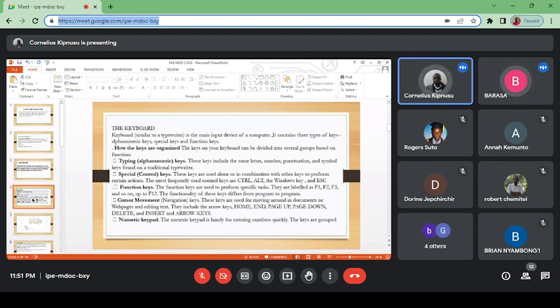We have the last type of key, that is the numeric keypad. Can I have Roger taking us through? The numeric keypad is handy for entering numbers quickly.